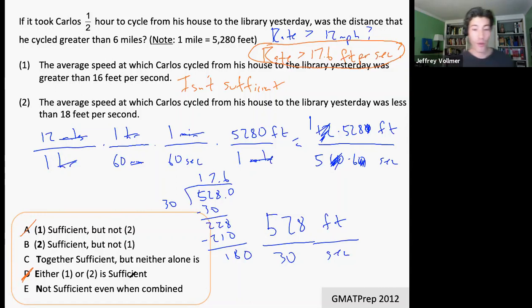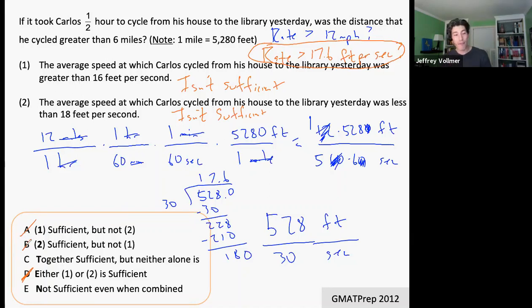All right, let's take a look at statement 2. The average speed was less than 18 feet per second. I want to know, was it greater than 17.6? Well, again, there's some values that are less than 18 feet per second, like 17.9, 17.8, that indeed are greater than this rate. But there are plenty of rates, 2 feet per second, 0 feet per second, that are less than 17.6. So I'd say this one is also insufficient. It isn't sufficient here. So answer B's got to go.